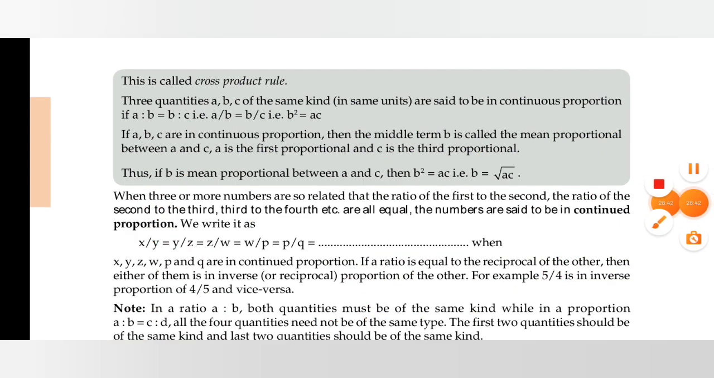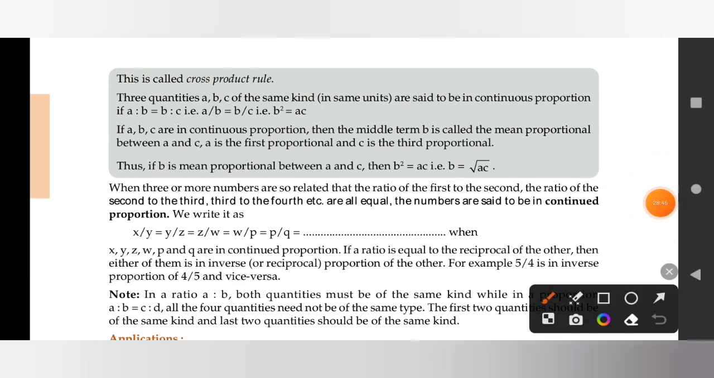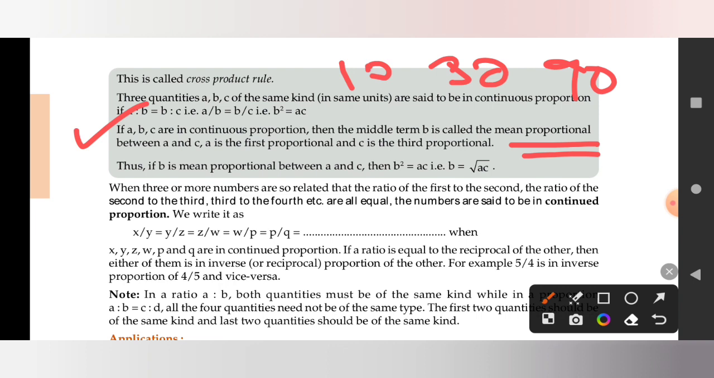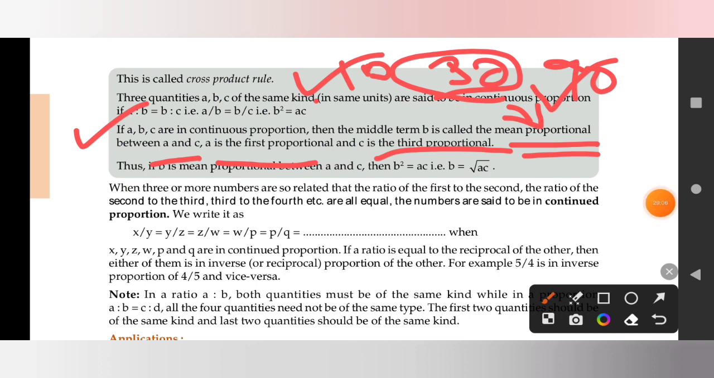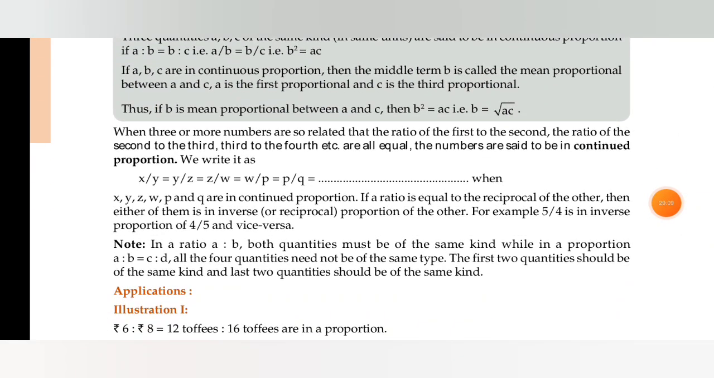Clear? If A, B, C are in continuous proportion, then the middle term is called the mean proportional. So in 10, 30 and 90, 30 is the mean proportional B between A and C, and 10 is the first proportional, and 90 is the third proportional. Thus, if B is the mean proportional between A and C, then B square is equal to AC, that is B is equal to root AC. We have already understood this by the example of apples.